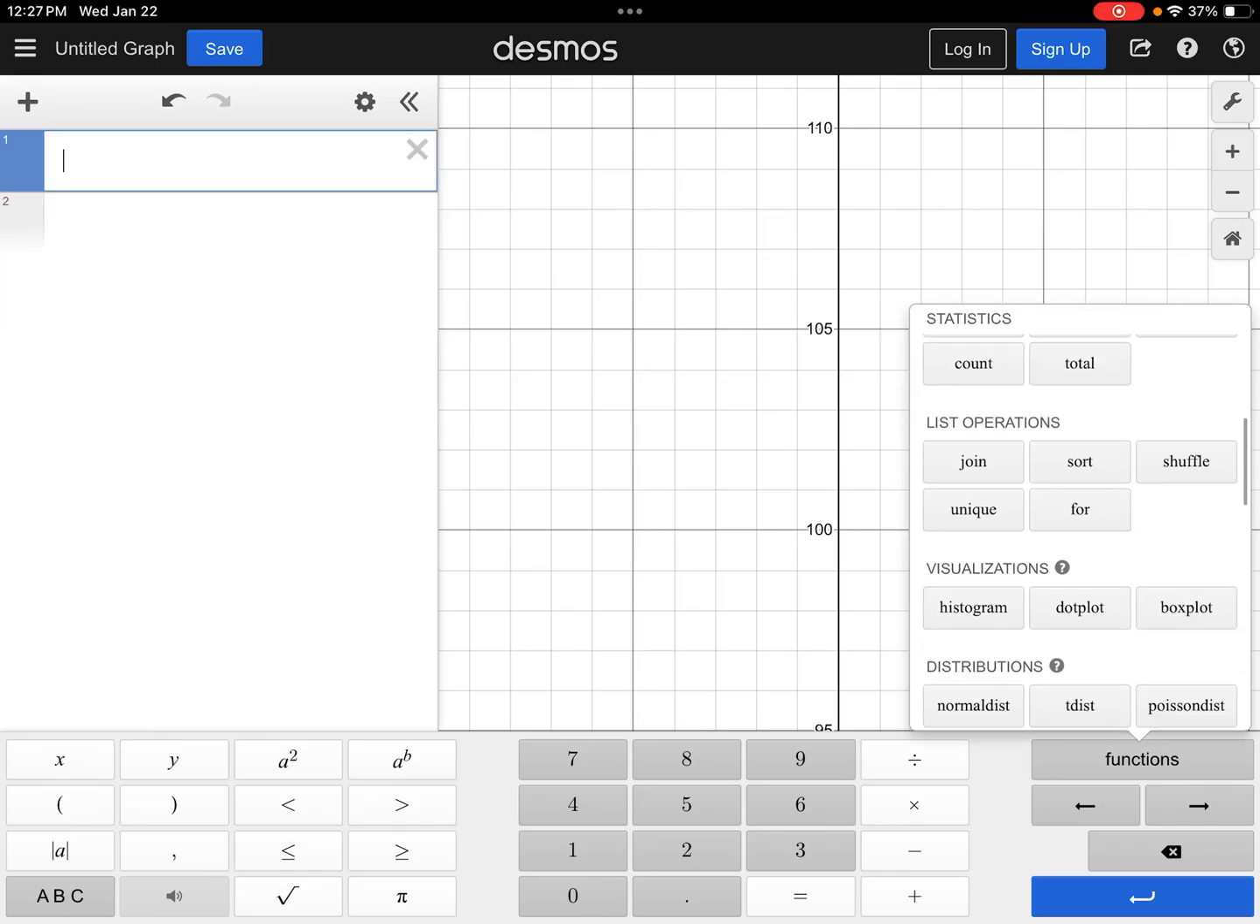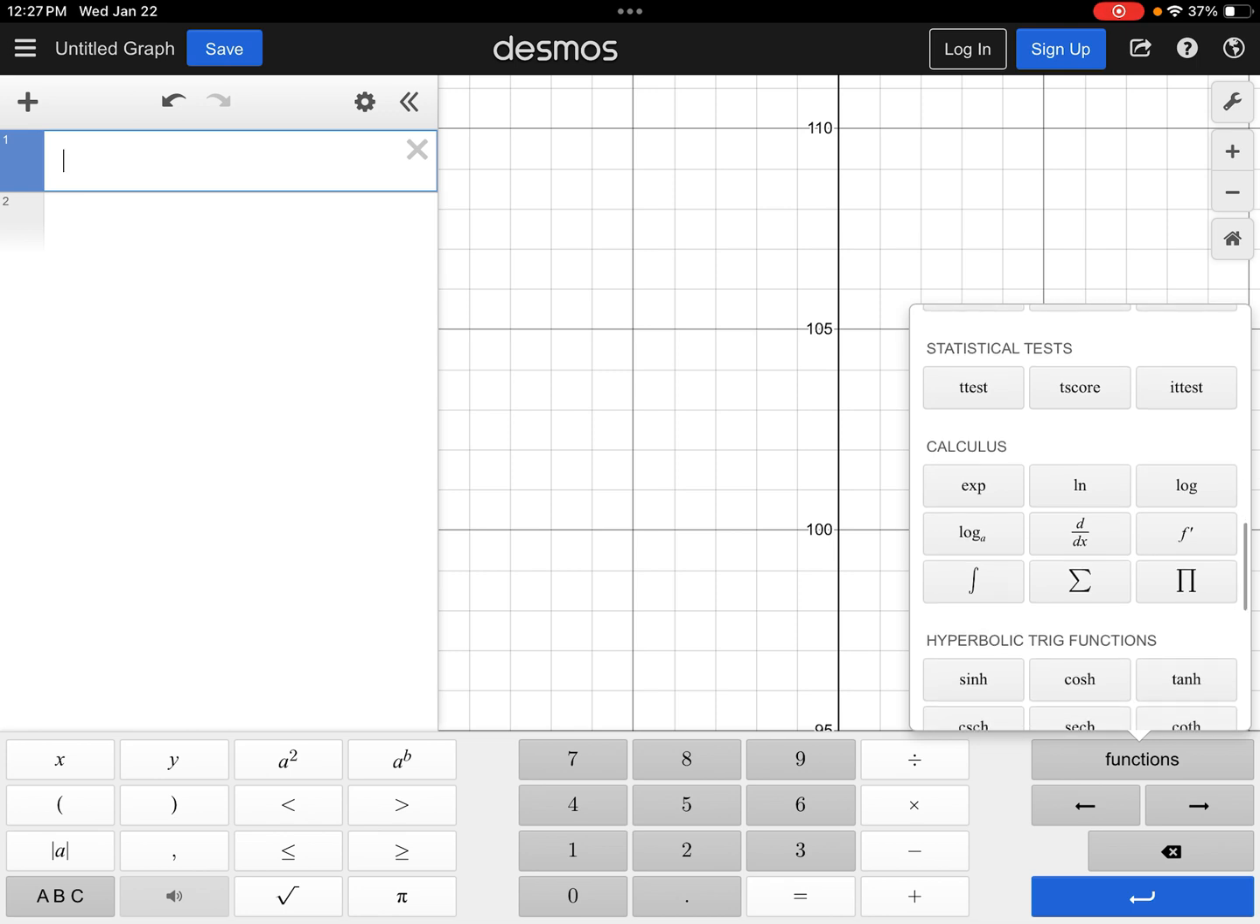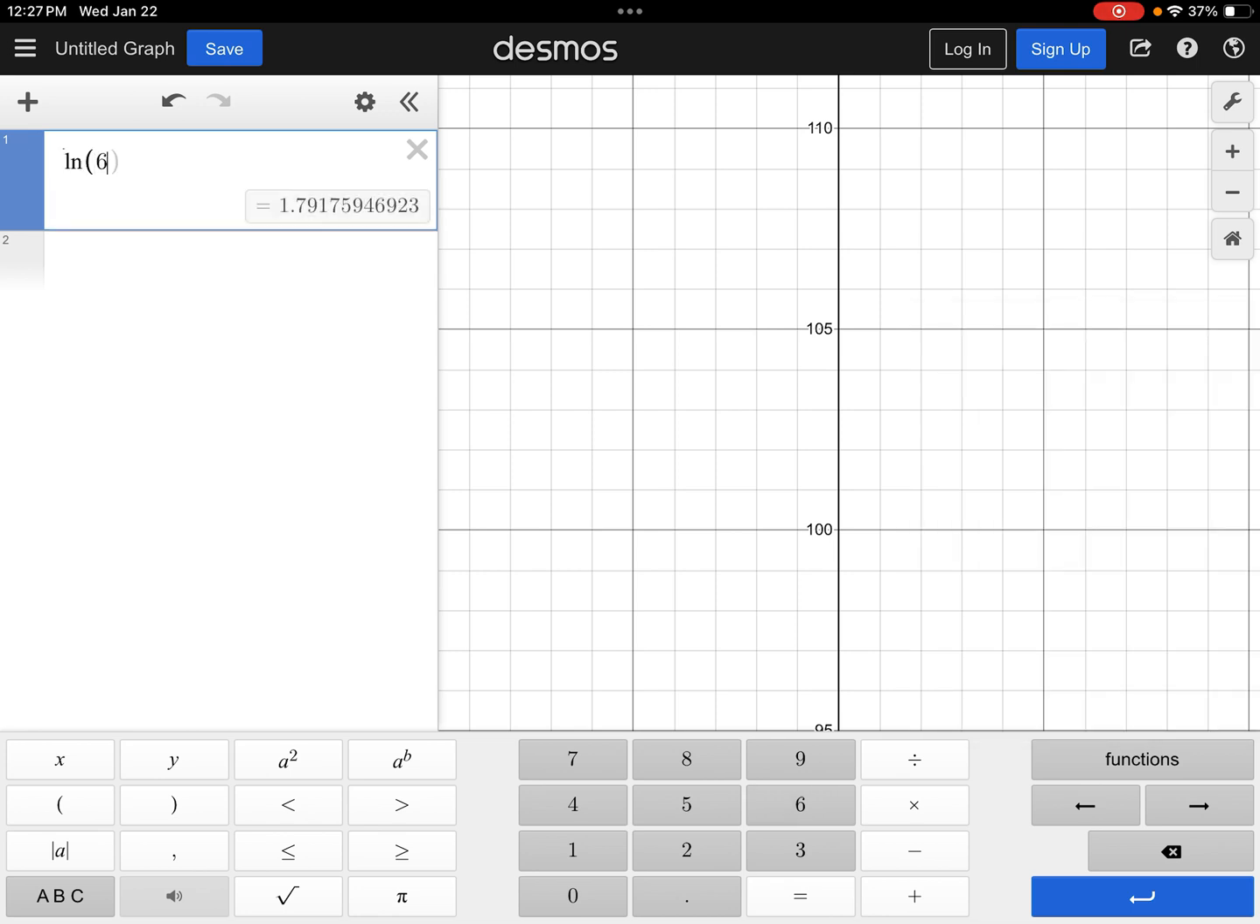Go to functions and look for natural logs right here. So the natural log of 6. We could get the decimal. That's not what we're supposed to do. I'm just showing you can also do that on a calculator.